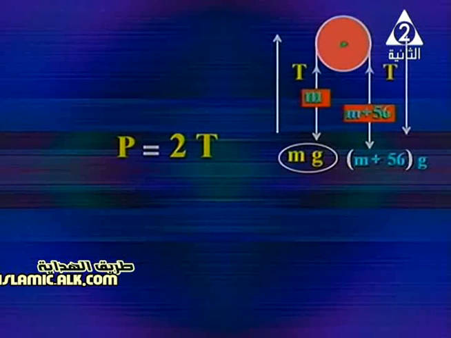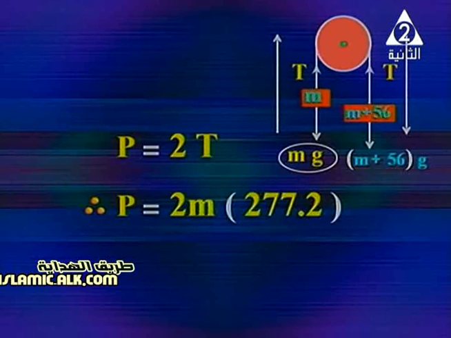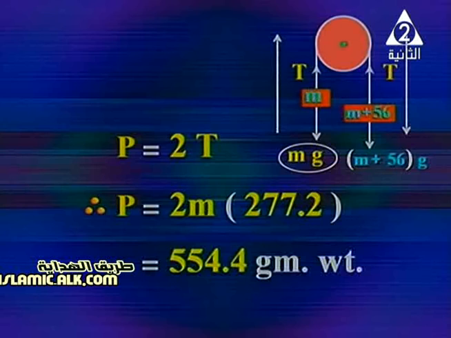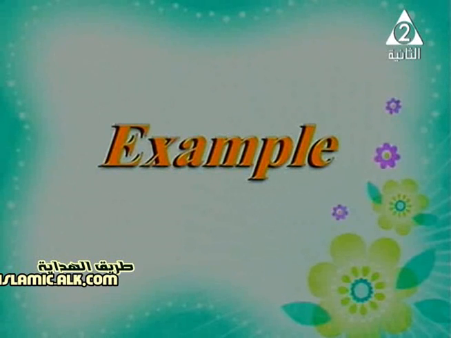Since the pressure equals 2T, by substitution, 2 multiplied by 277.2, then the pressure equals 554.4 gram weight. Another example.